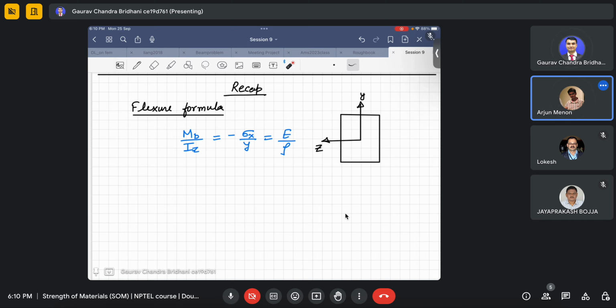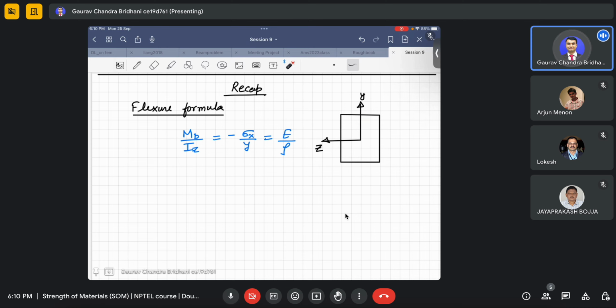Yes, yes. That's why. That's why we are putting minus, so that it automatically takes care of it. Our convention is to represent compression by negative. That's why we are putting a negative, because the positive direction of y is in the zone where, for a positive bending moment, it will come negative, meaning it will be compression.